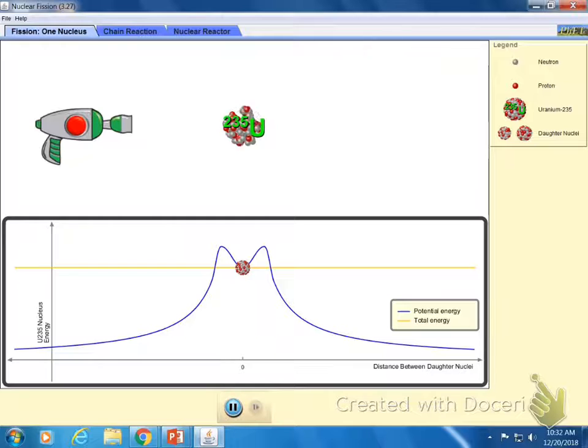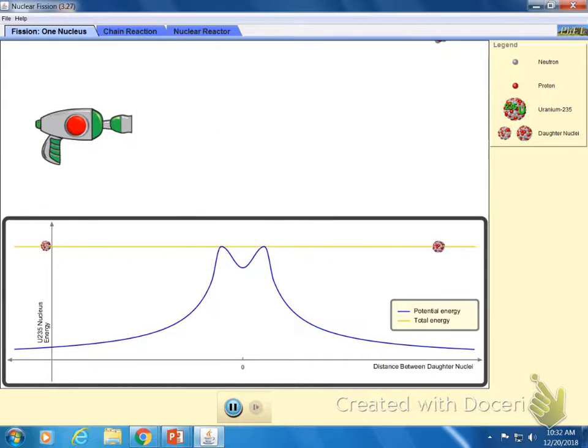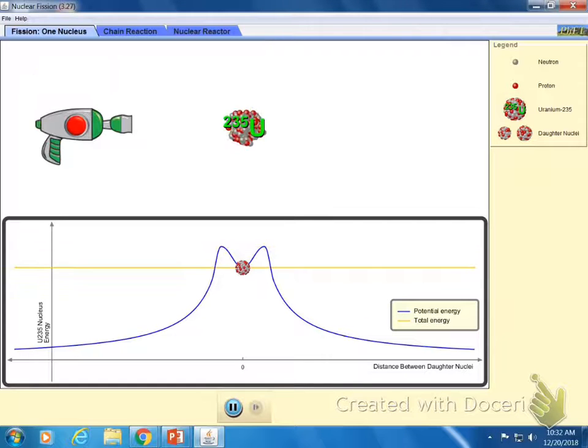So, we've got the uranium nucleus. The uranium absorbs a neutron, becomes unstable, and it splits apart. So, do it one more time, maybe a little bit more slowly here. Right? We release a neutron. The uranium absorbs the neutron, becomes uranium-236.